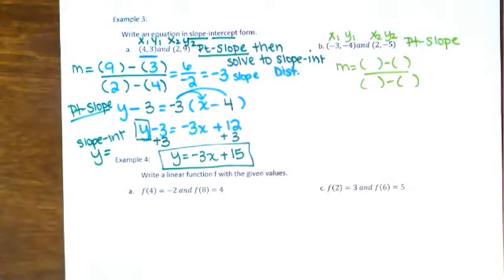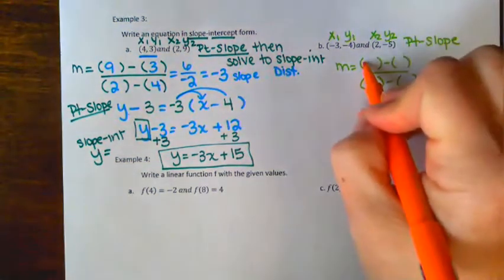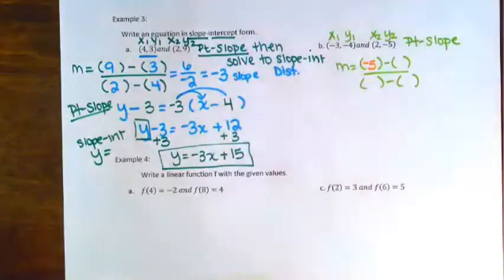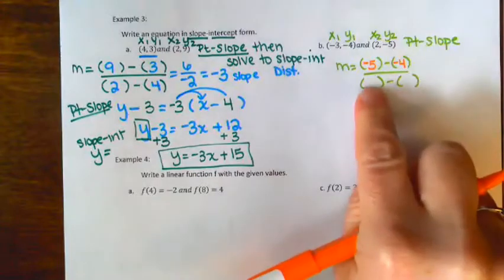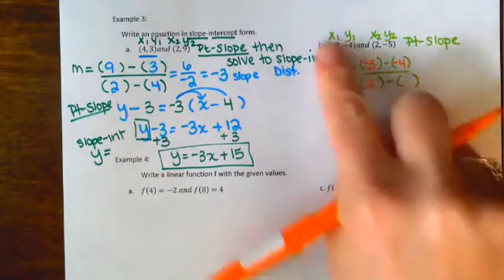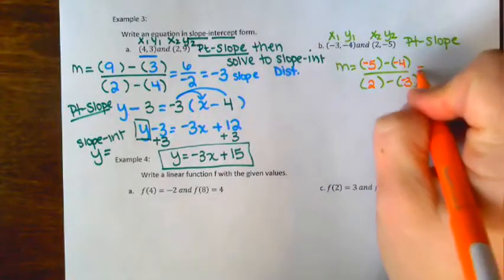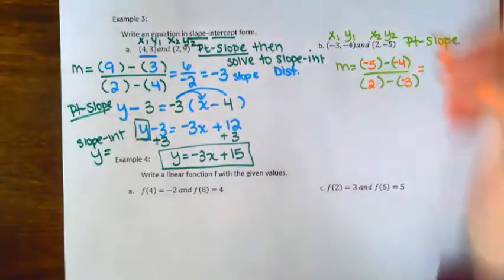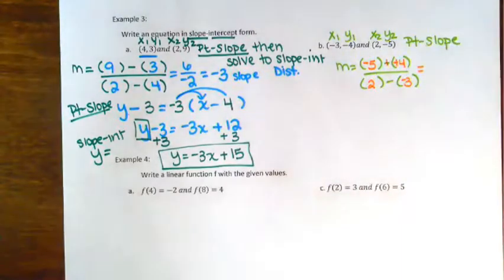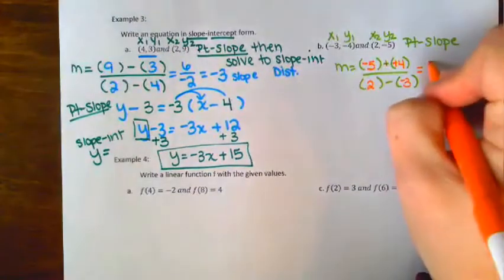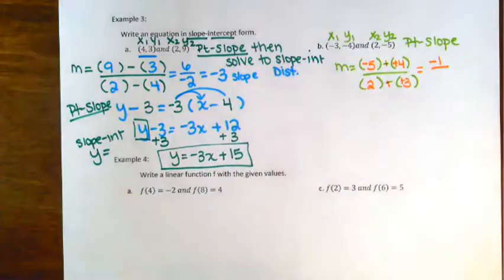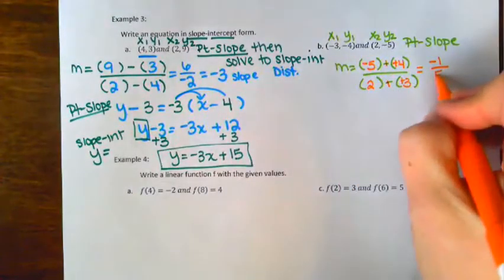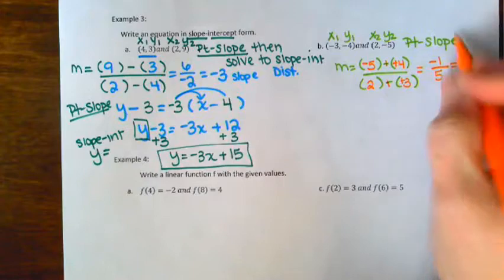All right, so y2, what's my y2? -5. My y1 is -4. x2 is 2, x1 is -3. Okay, so two negatives make a positive. So -5 plus 4 is -1. Two negatives again make a positive, and 2 plus 3 is 5. So my slope is -1/5.